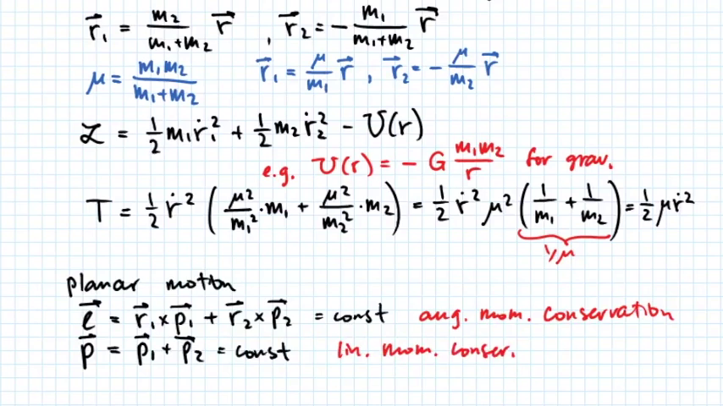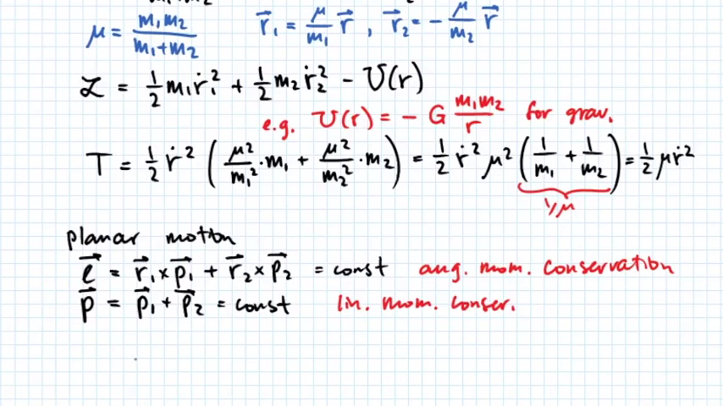Therefore, we can always go to the plane of r and, for example, momentum P1, which is perpendicular to the angular momentum, and use polar coordinates there.